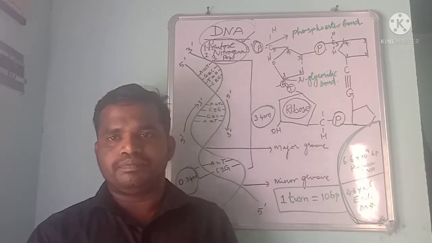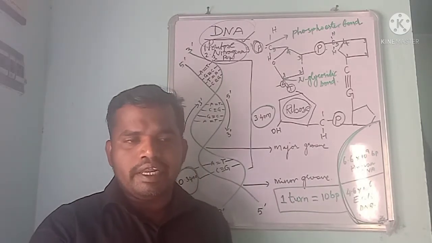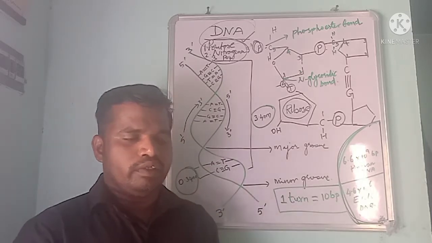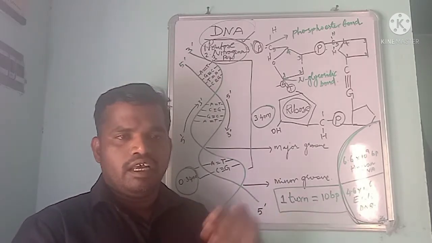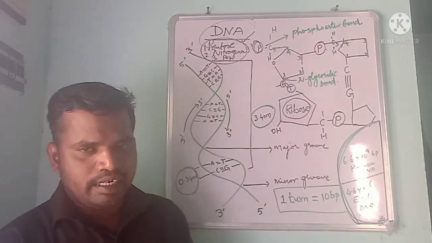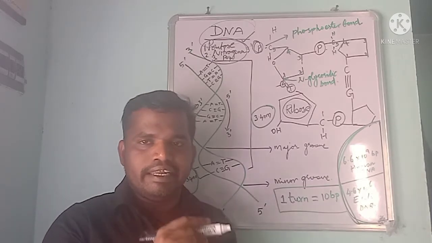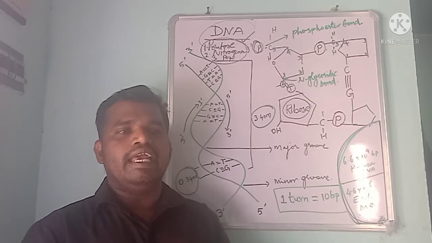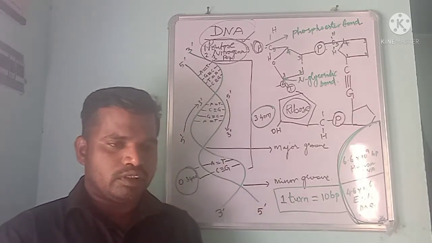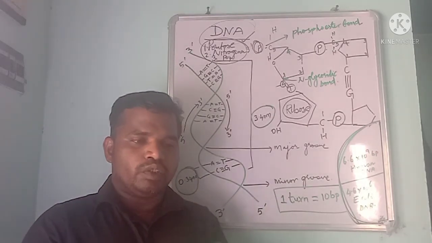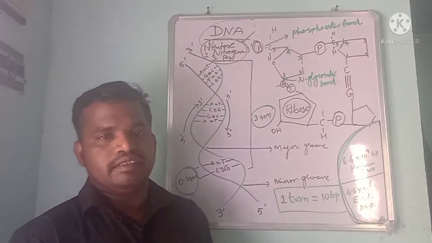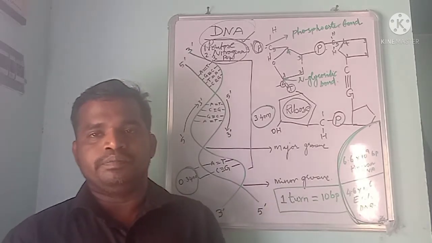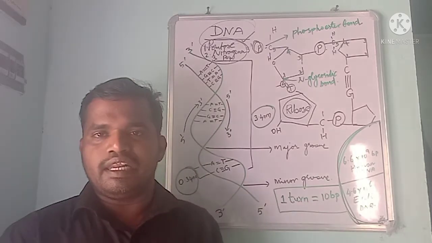To clarify this doubt, Avery and colleagues came. They conducted a series of experiments by taking extracts from the heat-killed S strain bacteria: a protein extract, a DNA extract, and an enzyme extract. He concluded that the genetic material is DNA, because when he added DNase enzyme to the extract, the DNA was degraded, and the mice stayed alive. Thereby he concluded the genetic material is DNA.